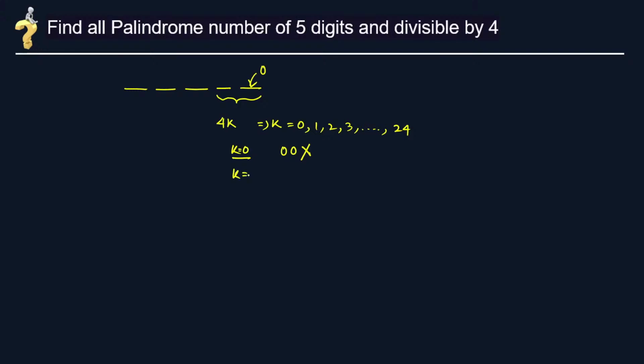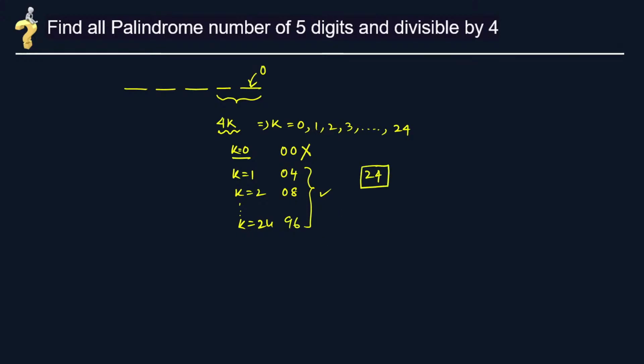Well, if k takes 1, the value of 4k will become 4. That is, the last two places will be filled with 0, 4. That is accepted. If k takes 2, it will be 0, 8 and so on. Till k is 24, the last two digits will be 96. All are divisible by 4. So how many such numbers are there? 24 such numbers are there.